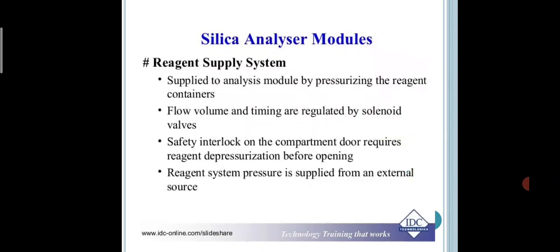Reagent supply system. The supply to the analysis module is by pressurizing the reagent containers. Flow volume and timings are regulated by solenoid valves. Safety interlocks on the compartment door require reagent depressurization before opening. Reagent system pressure is supplied from an external source.